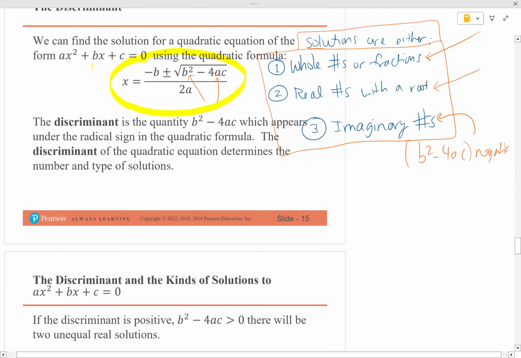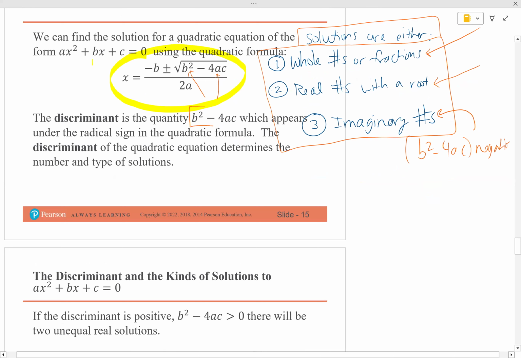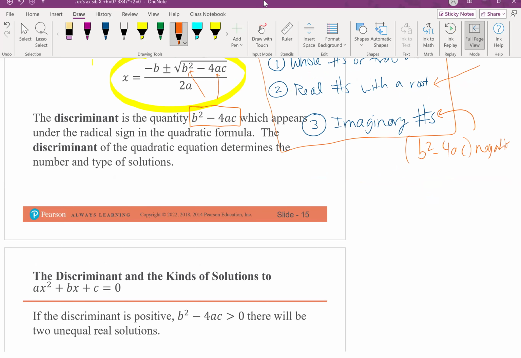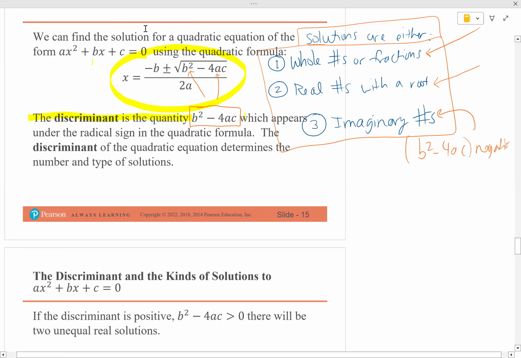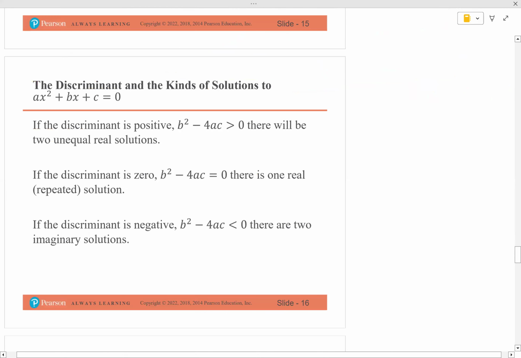So we actually give that thing a name, b squared minus 4ac, since it's what determines whether you have whole number answers, fraction answers, real answers with roots, or imaginary numbers. It's called the discriminant. The discriminant is that quantity which appears under the radical sign in the quadratic formula. The discriminant of the quadratic equation determines the number and type of solutions. All right, so now they're spelling it out.